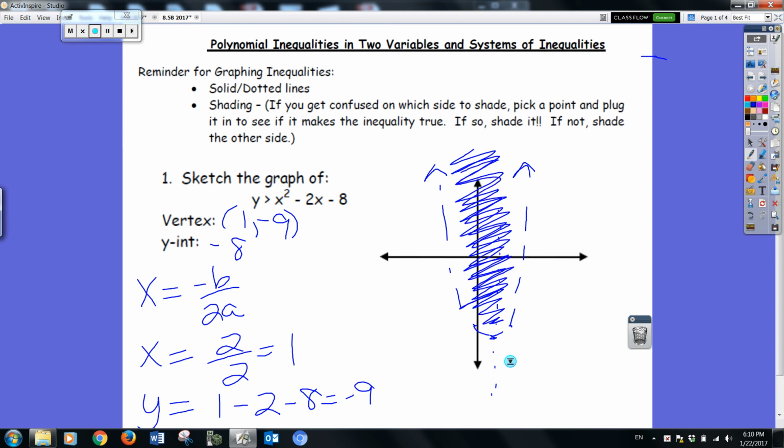Remember, whenever you're shading these, just single polynomial inequalities, you never cross over any of the lines that you graph.